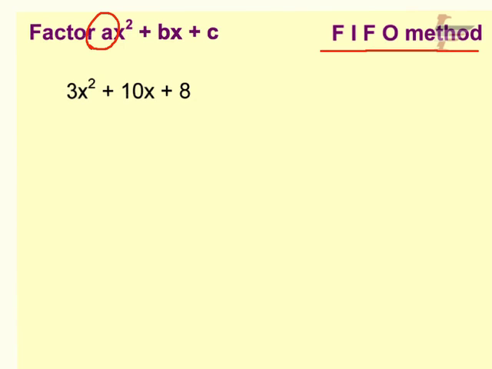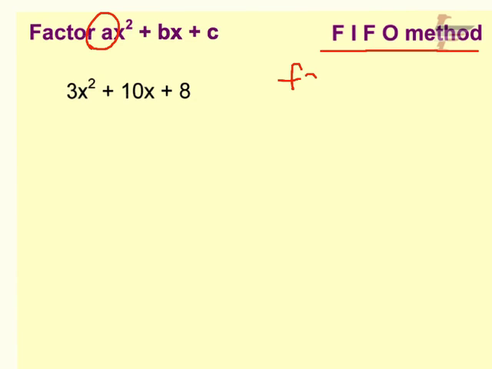First step of factoring always is just to look to see if you have anything that you can factor out of every term here? Always start with that. If I look at the 3x squared plus 10x plus 8, I can see that there's nothing to factor out of each term. So now the FIFO method.